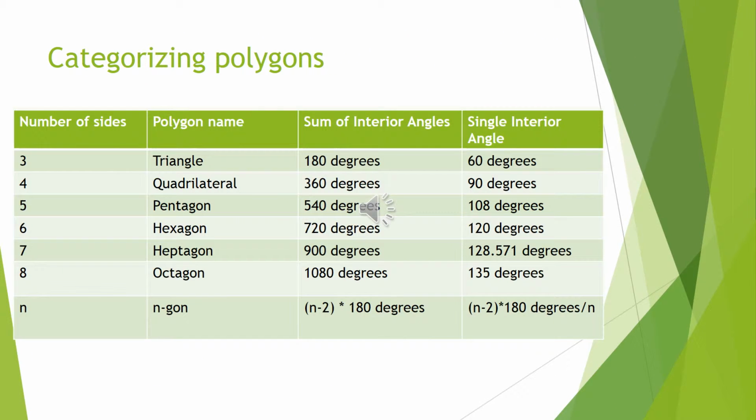The table below shows us a list of polygons with the values of their single interior angle and the sum of all interior angles. Any n-sided polygon has one interior angle, as with the formula of n minus 2 times 180 degrees divided by n, and the sum of their interior angles as n minus 2 times 180 degrees. Now we are ready to see other forms of angles.